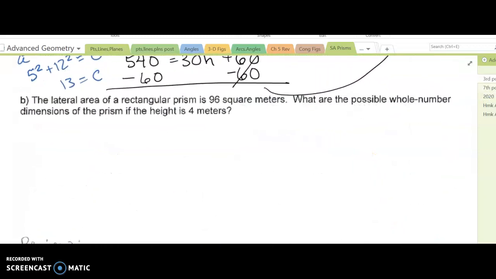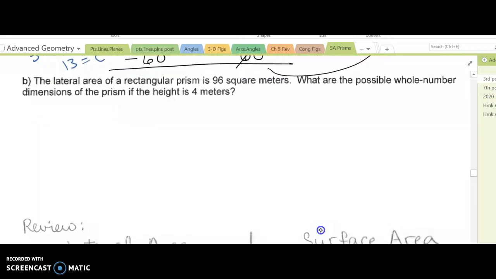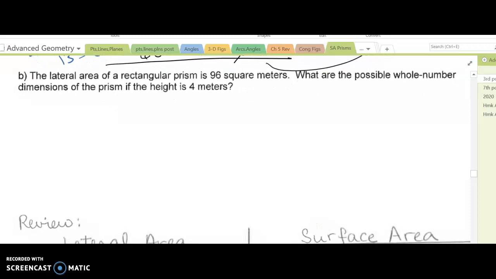Okay, on part B it says the lateral area of a rectangular prism is 96 square meters. What are the possible whole number dimensions of the prism if the height is 4 meters? Okay, so let's think about this. First of all, we know lateral area is equal to the perimeter of the base times the height.